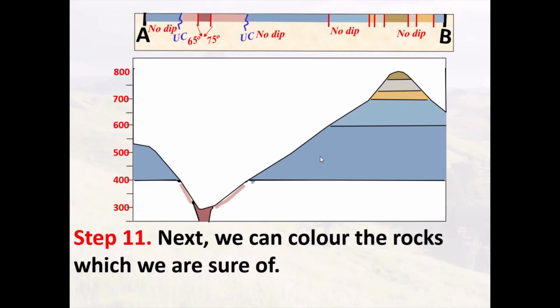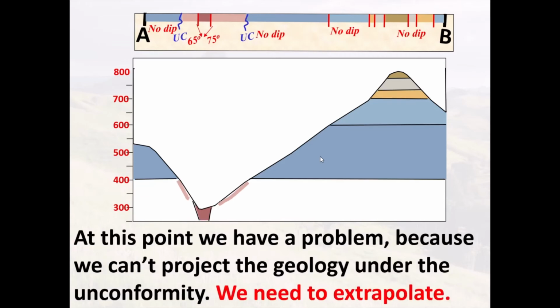Okay, at this point we now have, maybe problem's not the right word, but we can't project the geology under the unconformity. We know that beneath this unconformable surface, geology is still going on under there. This is very unlikely to be a vast cave system that's just going to appear as a white box. There are rocks down there which we're going to have to understand. We're going to have to try and interpret where they'd be.